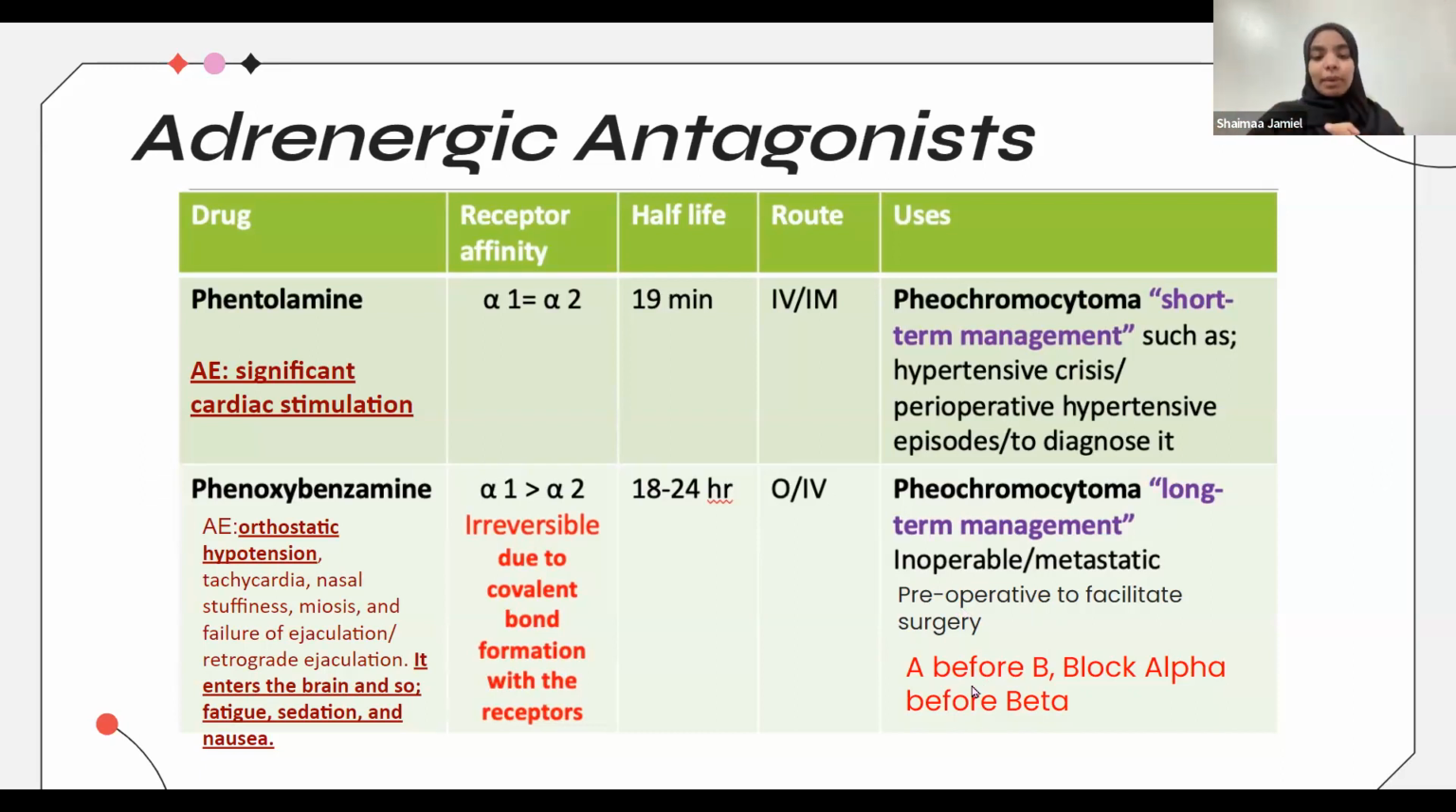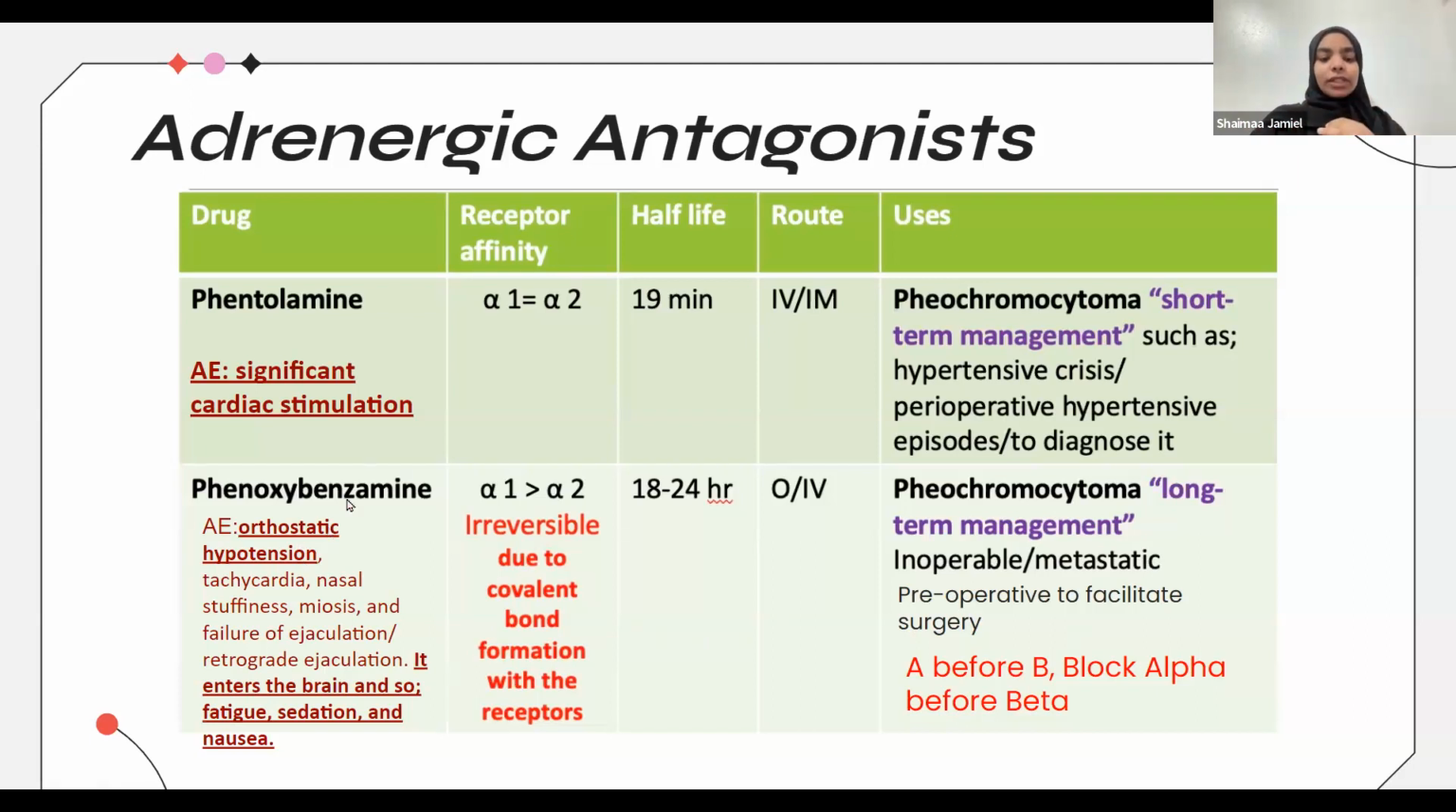And always remember, you block alpha before you block beta, because if you block beta first, what's gonna happen? You're gonna have the opposite, which is a hypertensive crisis, because instead of reflex tachycardia, you're gonna get reflex vasoconstriction, and that's gonna worsen everything. So A before B, block alpha before beta, okay? And you're gonna use phenoxybenzamine in cases of preoperative pheochromocytoma.